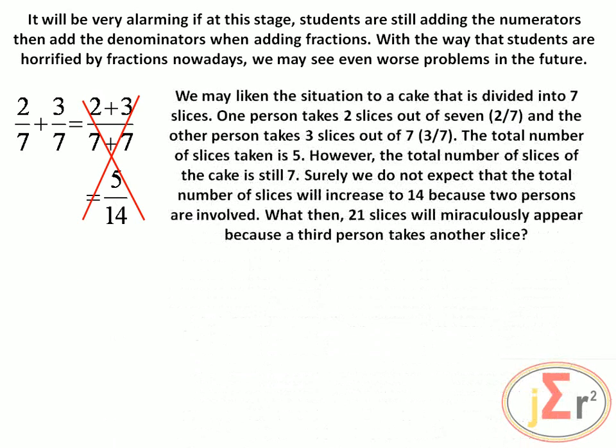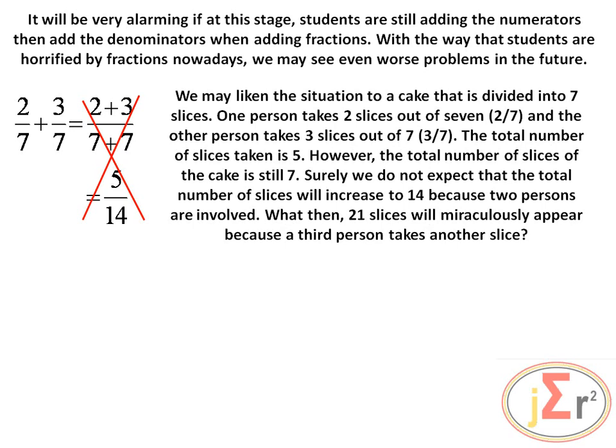We may liken the situation to a cake that is divided into 7 slices. One person takes 2 slices out of 7, 2 sevenths. And the other person takes 3 slices out of 7, 3 sevenths. The total number of slices taken is 5 slices. However, the total number of slices of the cake is still 7.